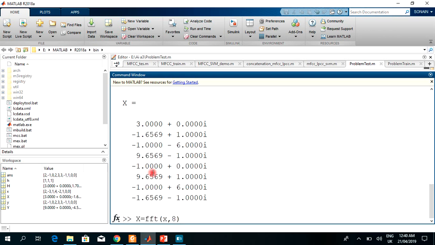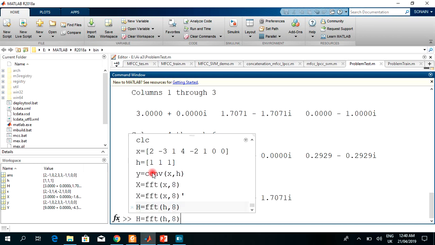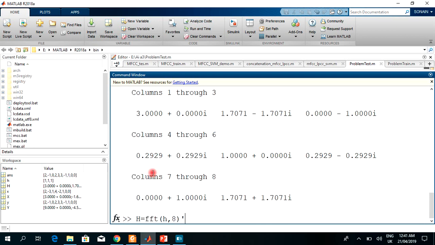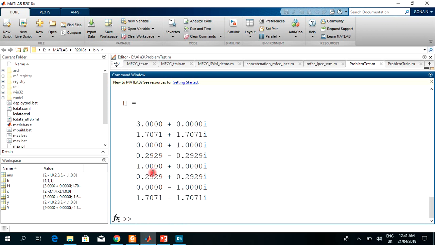Now I want to apply FFT on the response of the filter. What I have to do is just write this, and this is it. Now I want to multiply both of these. As I said, convolution in time domain is multiplication in frequency domain. Just apply the dot product and this is the result.